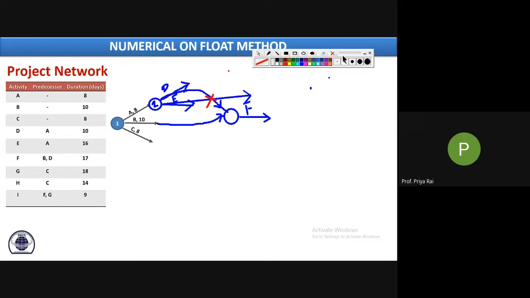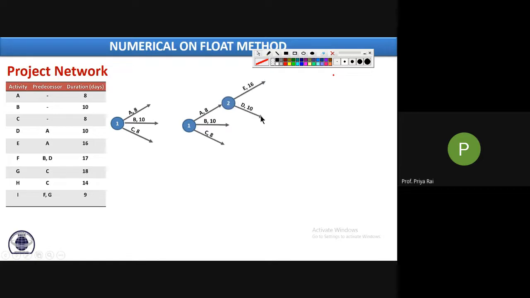So it will now be like this. See, D will go here, E will go here. That's why I'm telling you to keep a pencil and eraser with you. There will be chances that you may get some errors. Now see, this B and D meet here, and your F activity will start from here. Now it is not intersecting with E, so it is okay. You can draw it like this.